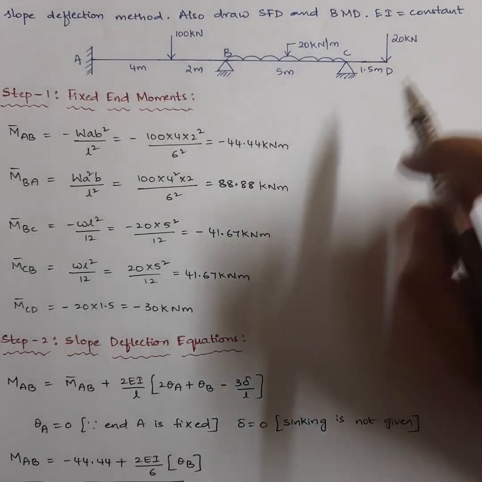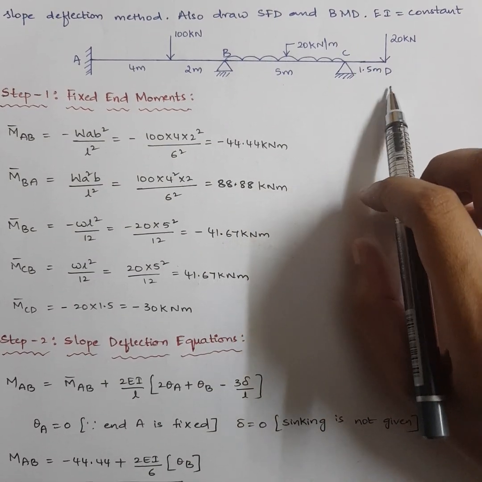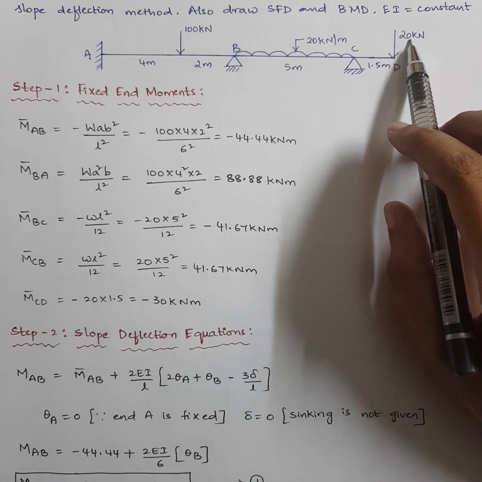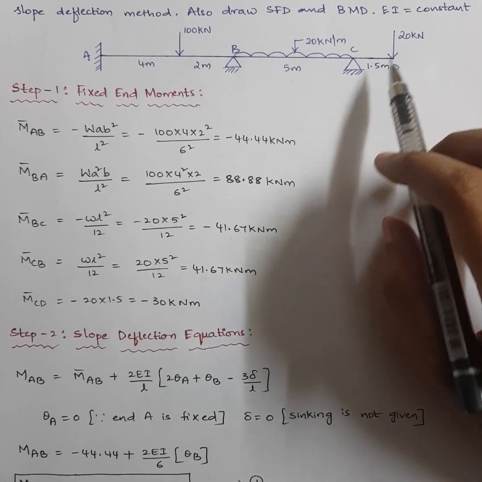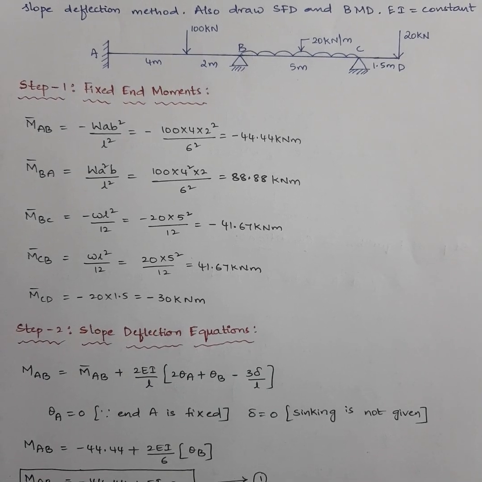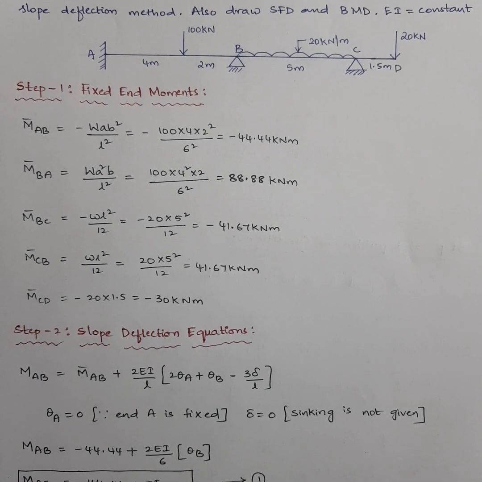So next is M bar CD. So it's the moment from C to D, which is an anti-clockwise moment. So it is load into the perpendicular distance. So it's 20 into 1.5, which is minus 30 kilonewton meter. This is how you need to complete the first step, which is writing the fixed end moments.